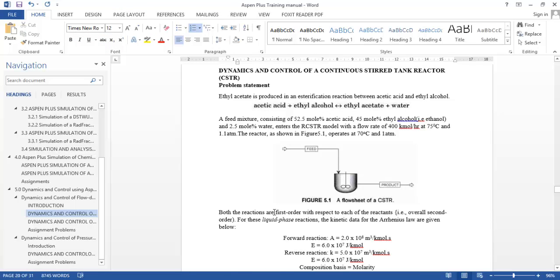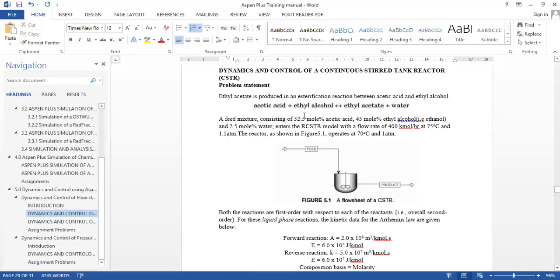I'm going to be taking you through dynamics and control in Aspen Plus. We want to study the dynamics of a reactor, the CSTR, and its control. We're going to be introducing some control strategy and see how it works. To get started, from the problem statement, ethyl acetate is produced in an esterification reaction between acetic acid and ethyl alcohol, and this is the reaction. Ethyl alcohol is another name for ethanol.